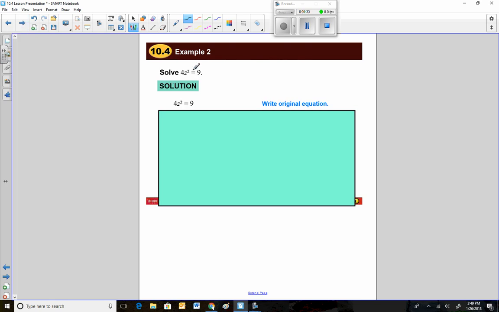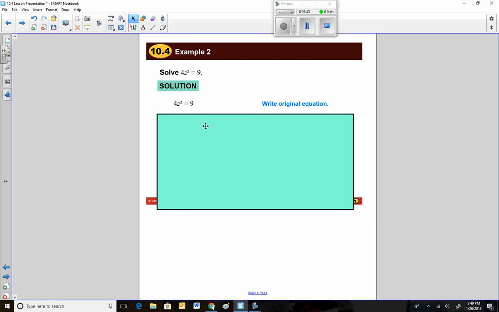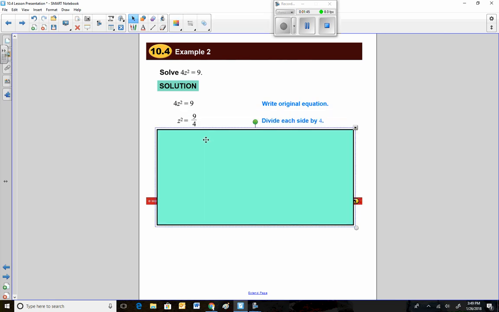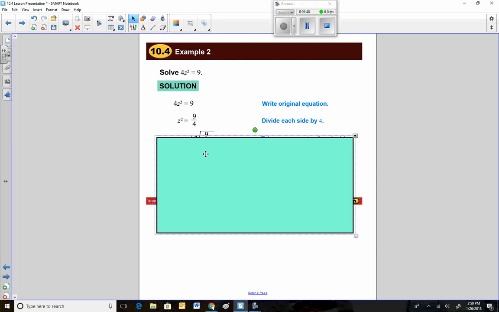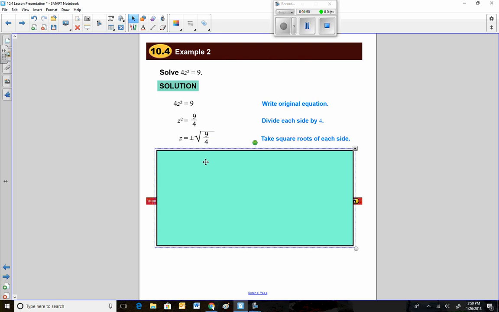Let's take a look at this one. 4z squared equals 9. Well, let's see how we solve it. We have to get z squared by itself, so we're going to divide both sides by 4. And then, of course, square root both sides, and you get plus or minus the square root of 9 over 4.